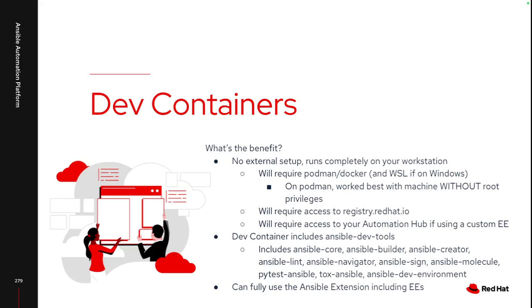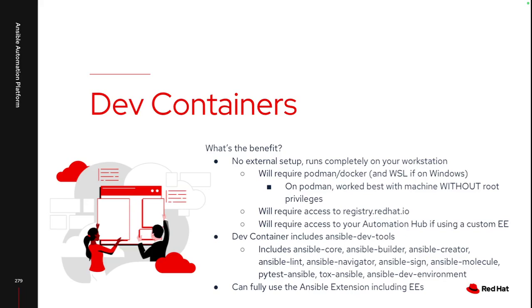I've used this with Podman. It does work better when I don't have root privileges. That is one of the checkboxes if using Podman Desktop, which I'll walk through in the demonstration in a minute. You will need access to pull from registry.redhat.io since that's where the Dev Tools Dev Container actually is. And if you want to leverage your execution environment, you would need networking and firewall access to your automation hub, but it is not required in order to use this extension.